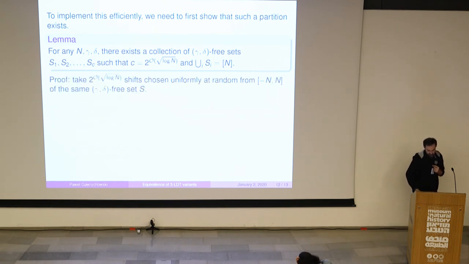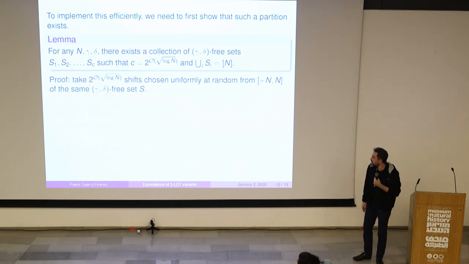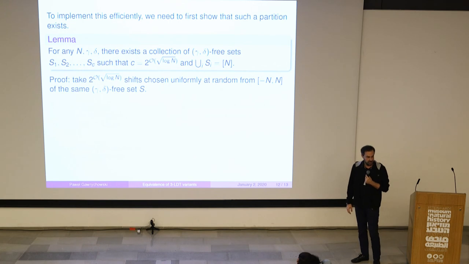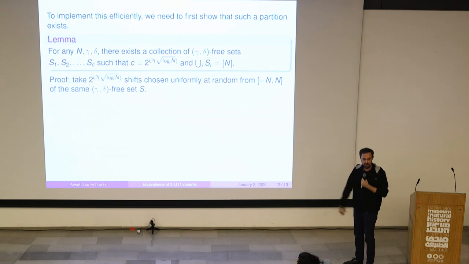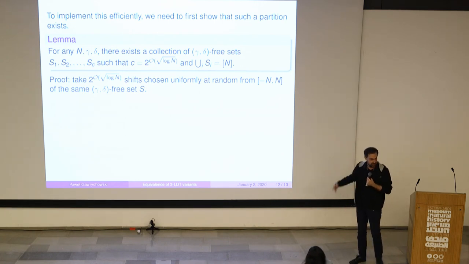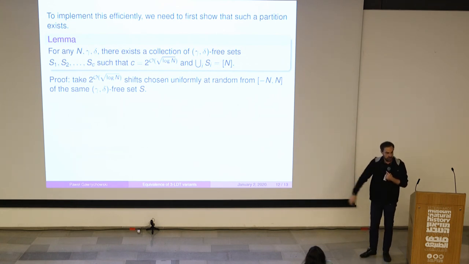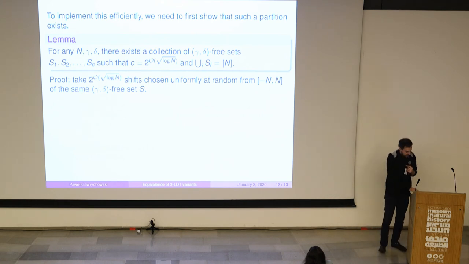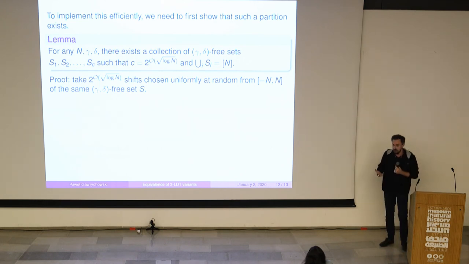So how can you do that? Well, you can just take this set by Behrend, and you shift it randomly, and you repeat that a few times. And by union bound, you will obtain that the number of times you need to repeat is not too large. Roughly density times one log factor. So it indeed shows that you can cover the whole universe using not too many translations of this set, because it's dense essentially. Okay. So this shows that a partition exists, but how to find it?